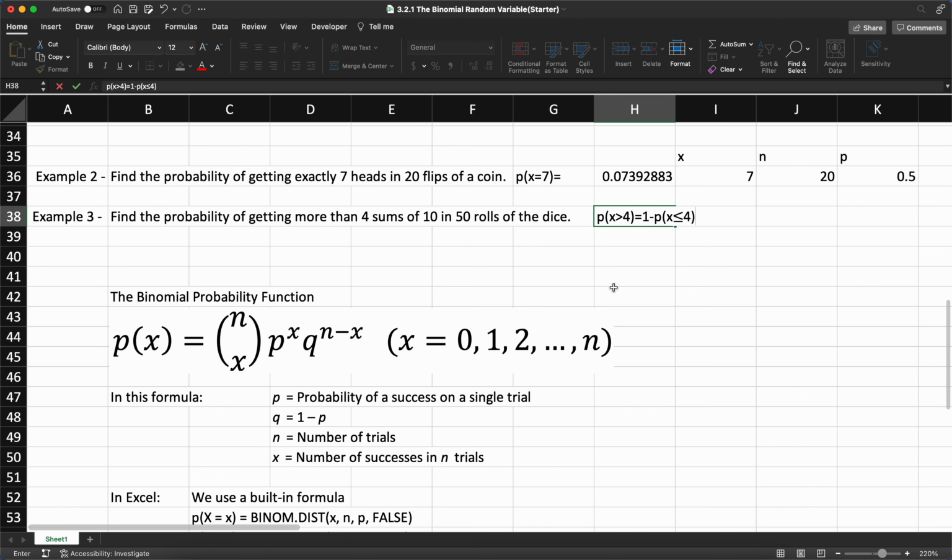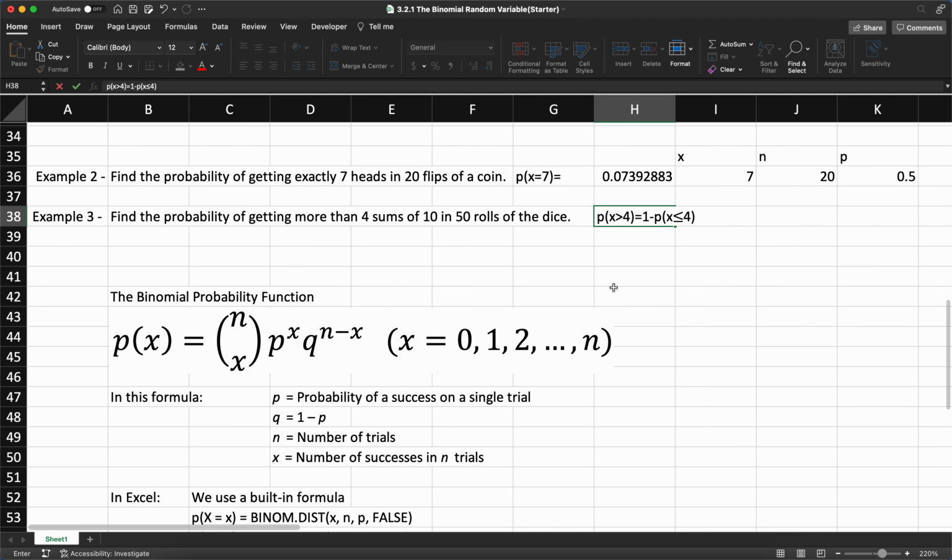So the probability that I get more than 4 sums is the same as 1 minus the probability that I get 4 or less, including 4, 3, 2, 1, or none. It's possible I roll 2 dice 50 times and I never get a sum of 10. So the probability that I get greater than a 4 is the same as 1 minus the probability that I get 4 or less sums of a 10.